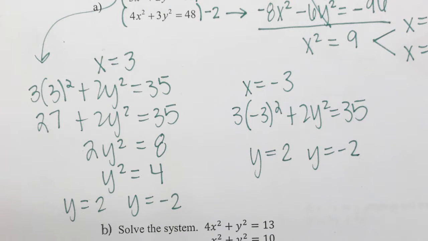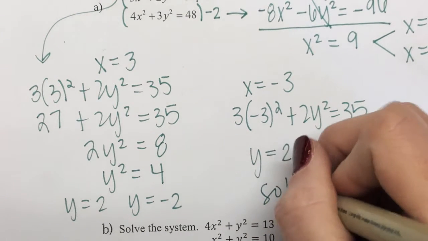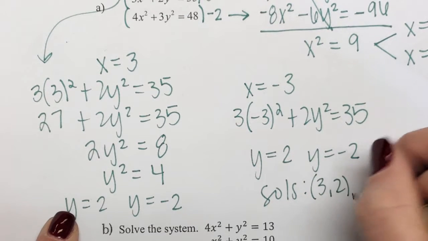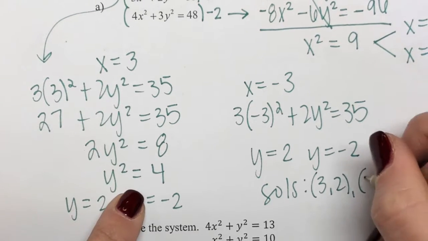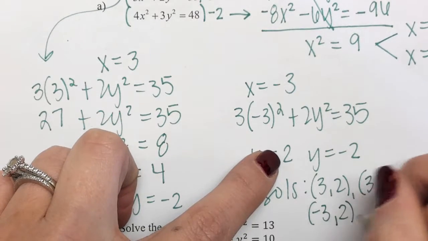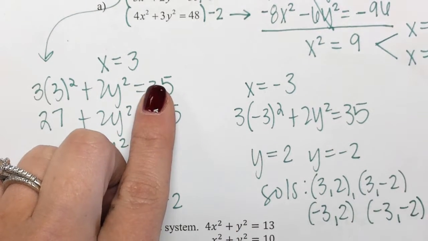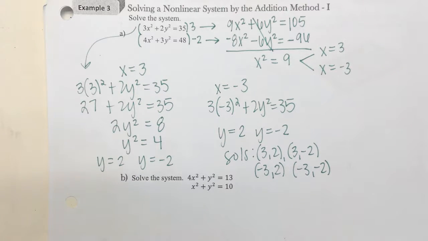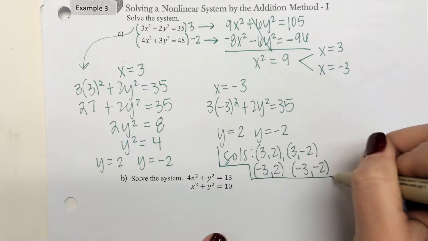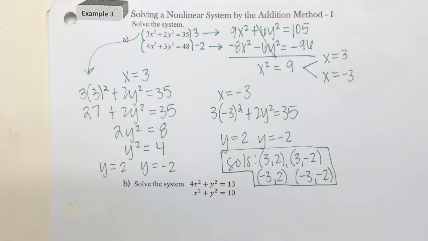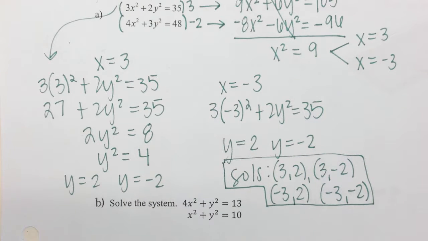So we have 4 solutions for this one. And our solutions are 3 and 2. 3 and what? -2. Also we have -3 and 2 and -3 and -2. We have 4 solutions. That means they touch in 4 places on the graphs. Would it still give you the same answer if you use the other equation? Yes. It'll give you the same thing. Doesn't matter which equation you use. Questions about that?